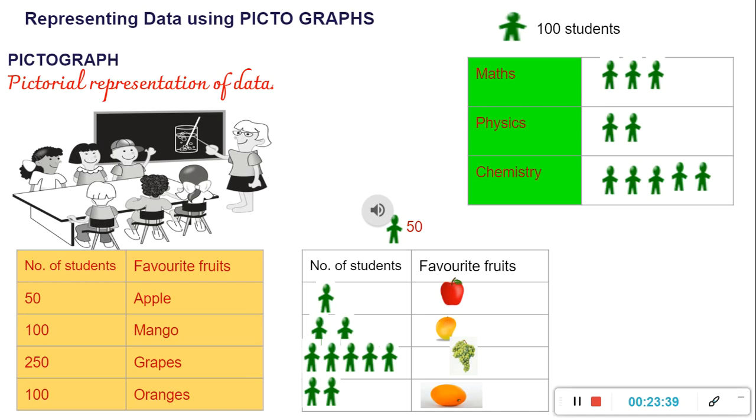But when the collection of data is in huge numbers, for example, if it is in lakhs, or 10,000 and more, then this pictograph is not applicable for representing the data, isn't it? At that time we represent the data using another form of graph. That is what we are going to study next, the bar graph. Clear?